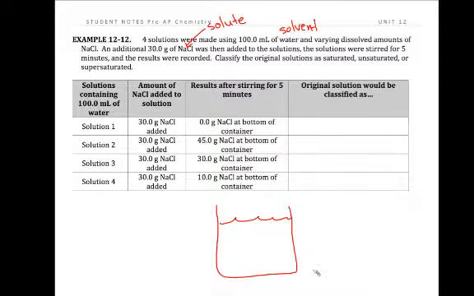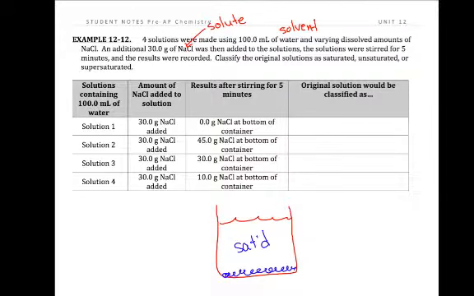Now, the only way you know for sure that a solution is saturated is if you've got solid already just sitting there at the bottom. So if you have a beaker, there's a solution in it, there's solid at the bottom, you know for sure that it's a saturated solution.